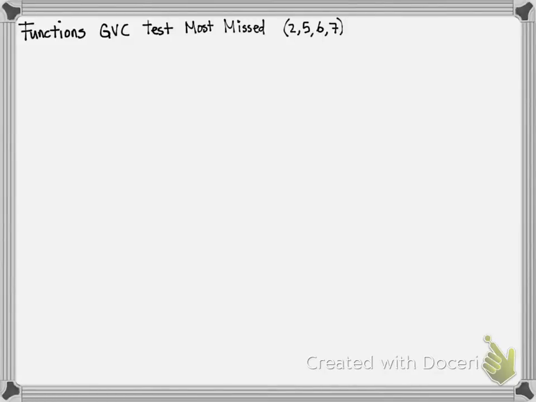The most missed questions from the functions GVC test were numbers 2, 5, 6, and 7. We're going to go through each one and talk about how to solve an example.